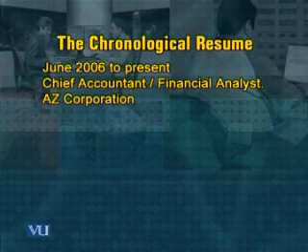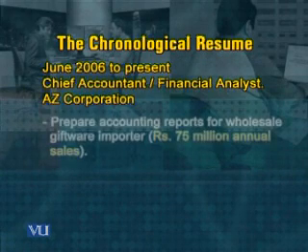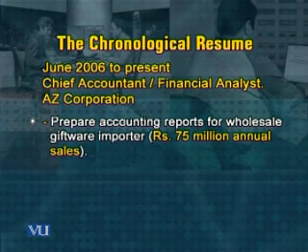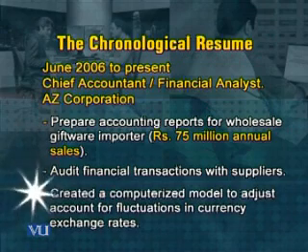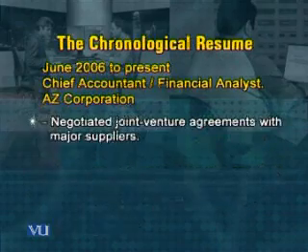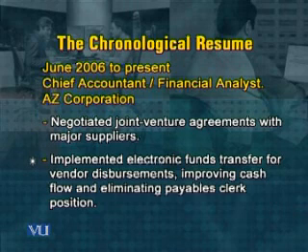So let's look at how we list our employment history, different aspects of our employment history. Z Corporation. Prepare accounting reports for wholesale gift financial transactions with foreign suppliers. Created a computerized model to adjust account for fluctuation in currency. Implemented electronic funds transfer for vendor disbursement, improving cash flow and eliminating taxation. So whoever is reading a resume will find that the history of the prospective employee is in the beginning.